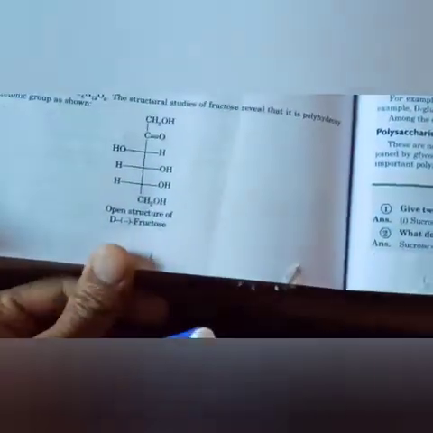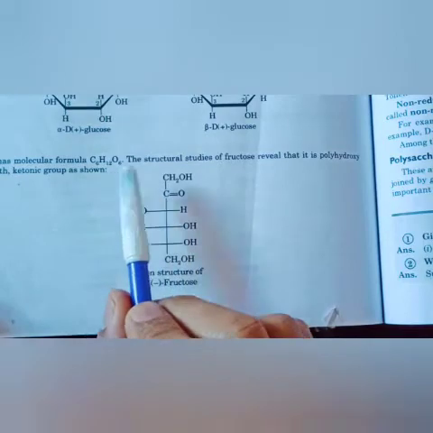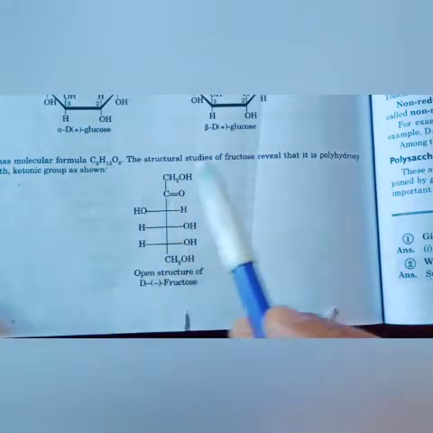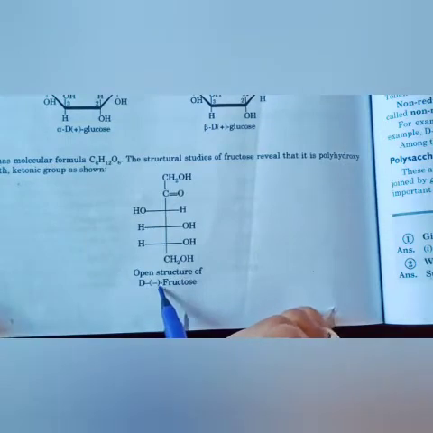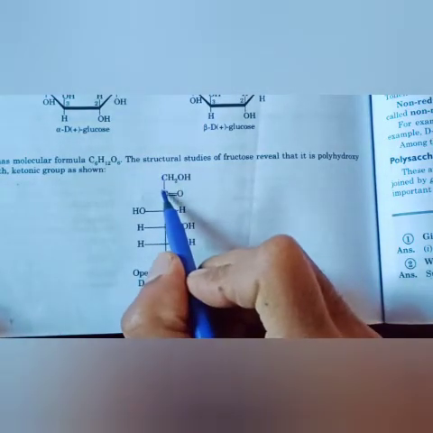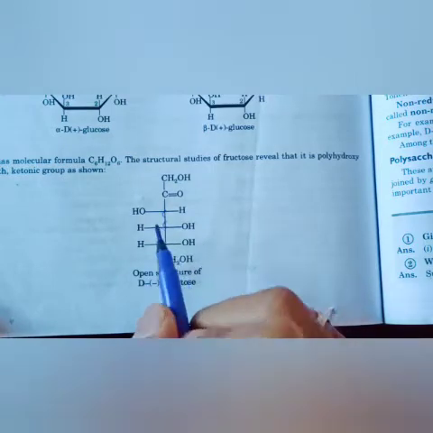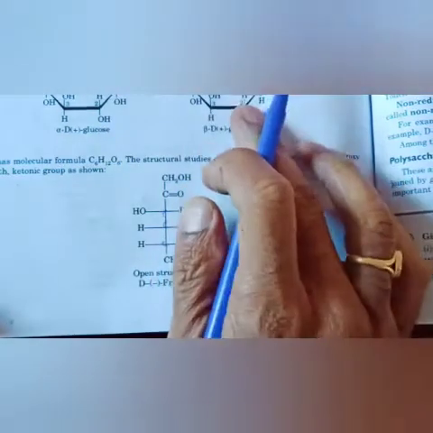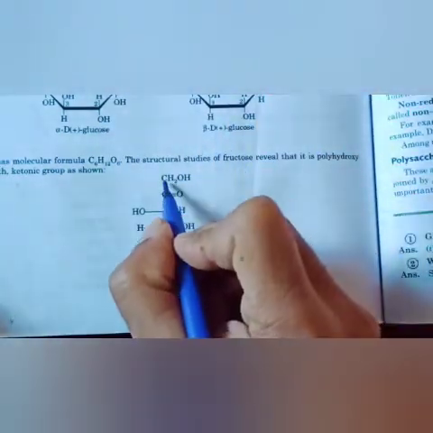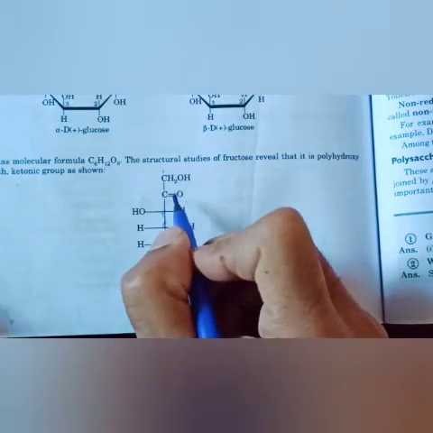Now second is fructose. If I tell about fructose, there is only one difference. The formula is C6H12O6, the same formula. It is a polyhydroxy ketonic compound. So see, dextro negative fructose now: 1 carbon, 2 carbon, 3 carbon, 4 carbon, 5 carbon, 6 carbon. It means the first carbon is now CH2OH. In glucose the first carbon was aldehyde. Here the first carbon is CH2OH. The second carbon is ketone.